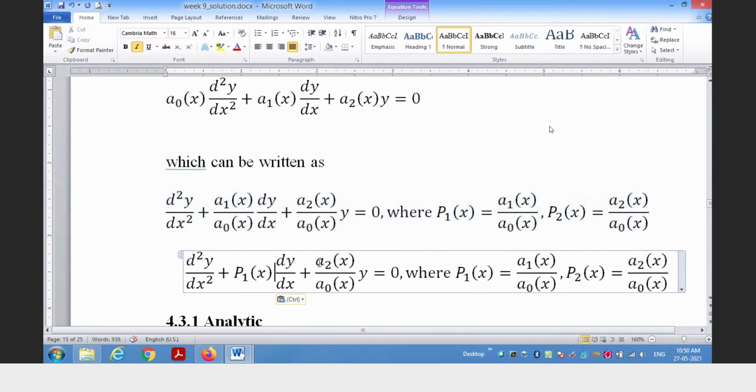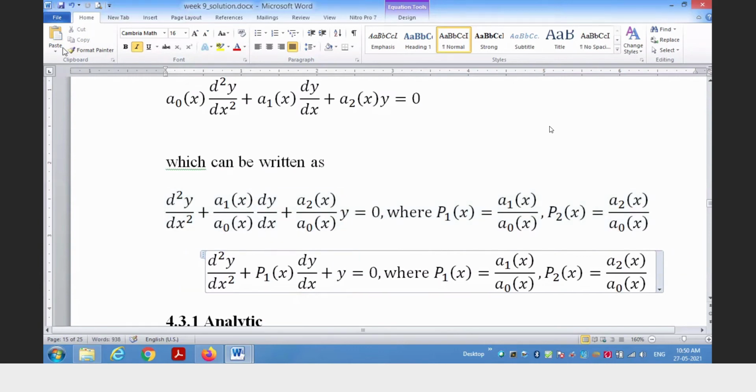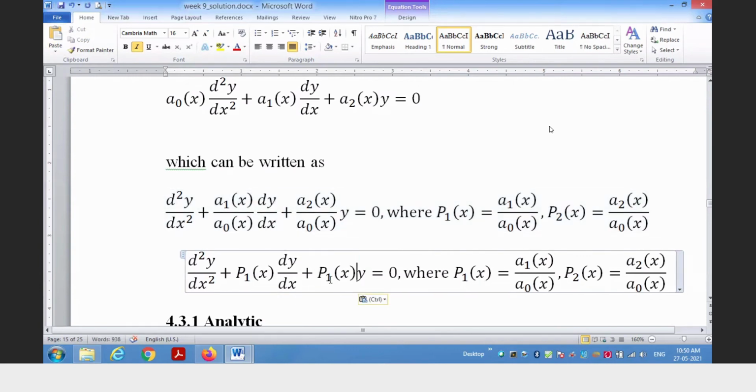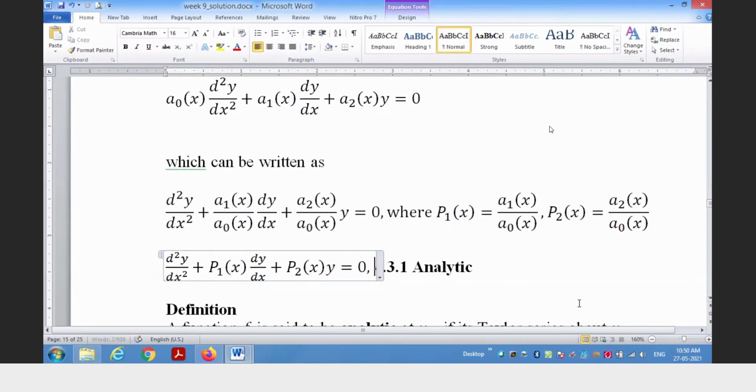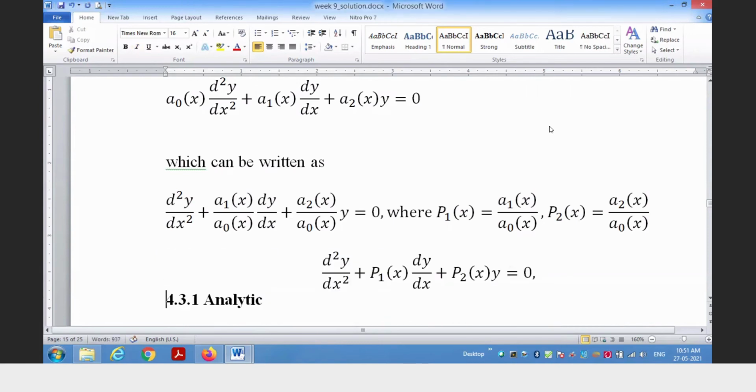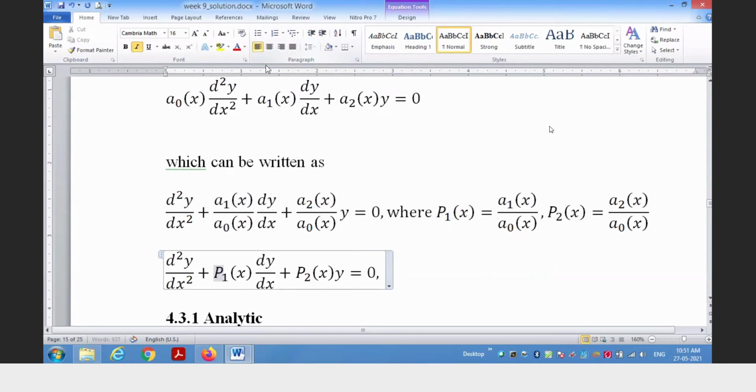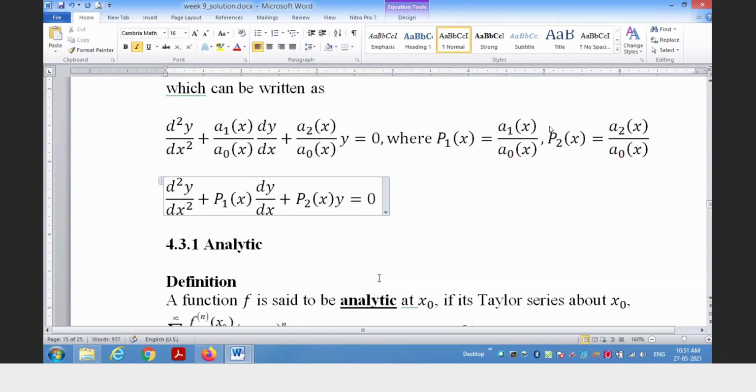Okay, this one will be P2. Okay, this will be like this.